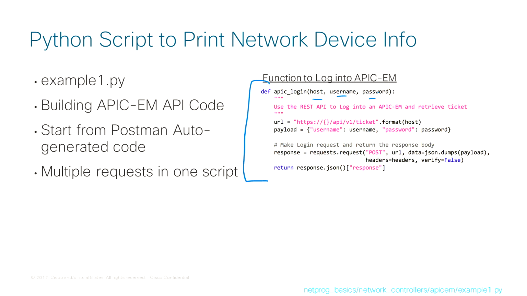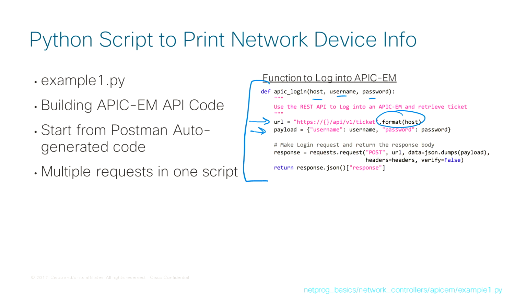Now, using what we learned from Swagger and then verified inside of Postman, I know the URL format that we want to go ahead and create. So we're going to have HTTPS. We'll have the host address gets inserted using the format function. And then we're going to send that request off to API v1 ticket. Now, in order to log in successfully, we have to send a proper payload, and that payload includes the username and password for our APIC-EM controller.